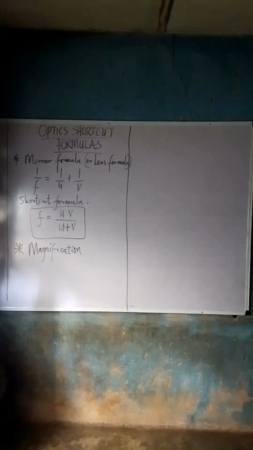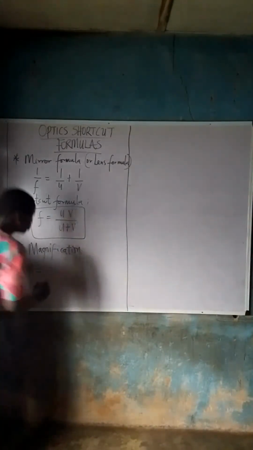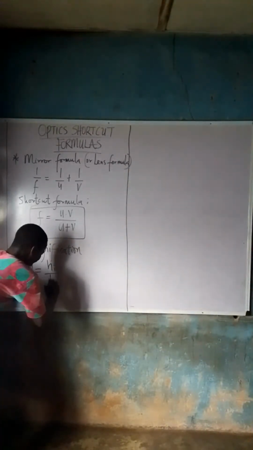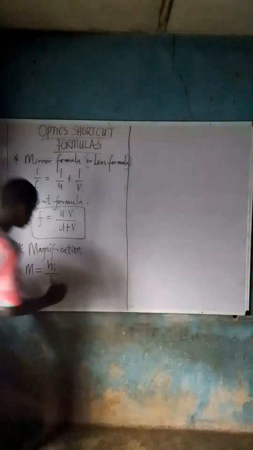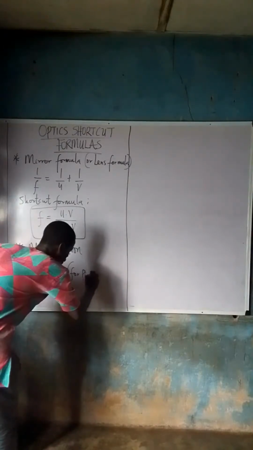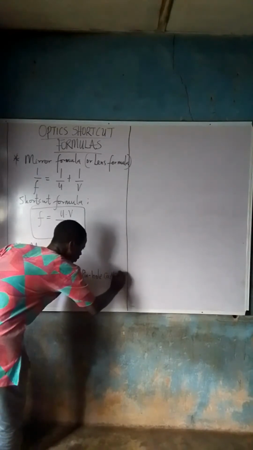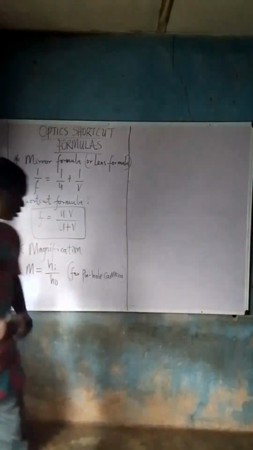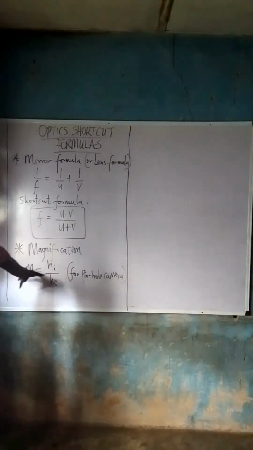Okay, the normal formula we have for magnification is that M, magnification, is equal to height of image over height of object. This is for what? For pinhole camera. So if the question carries this word, pinhole camera, for example, an object is placed in front of a pinhole camera, this is the formula you use.